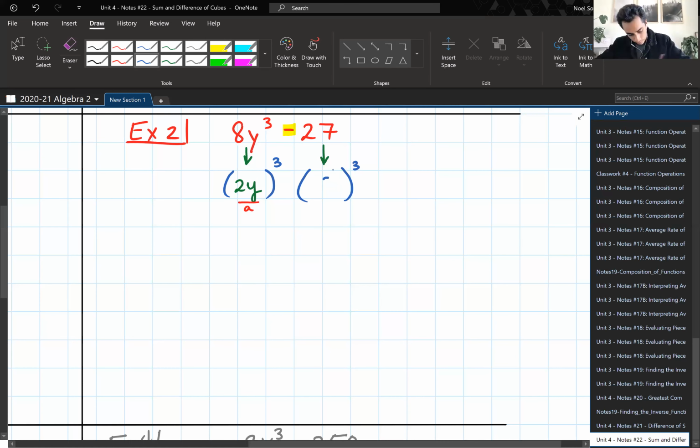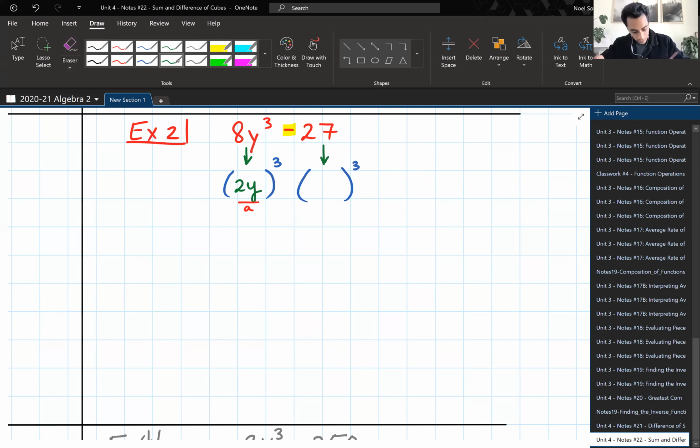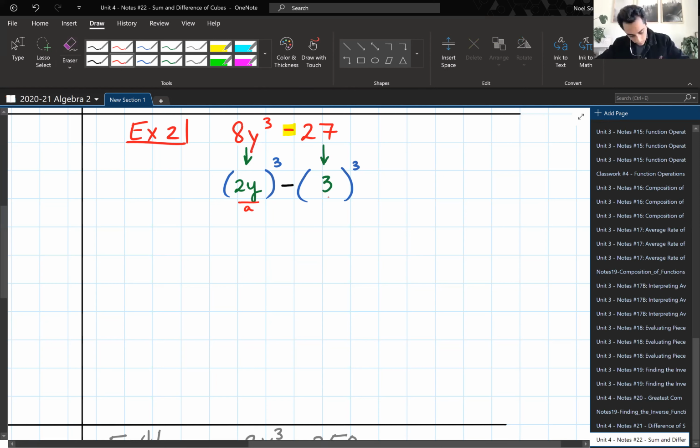Yeah, that's going to be 3, right? 3 to the third gives you 27. And then you still have your minus in between. So guess what my B term is going to be? It's going to be 3.